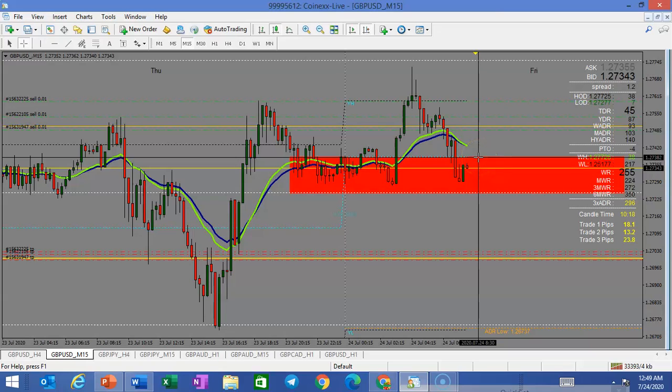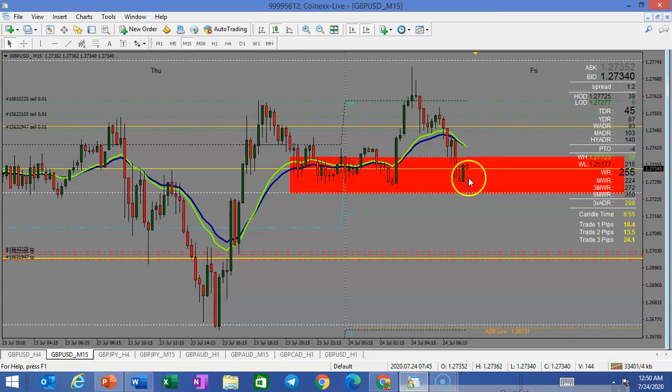That is what this red box signifies. This 25 pip range, I'm sorry, this isn't even 25 pips. This is 13 pips. We want price within this box. Why do we want price within this box?